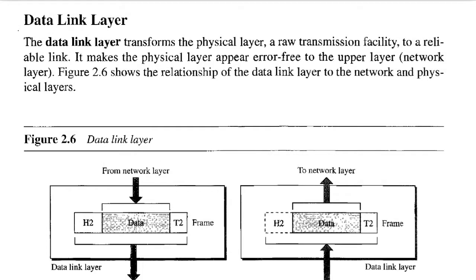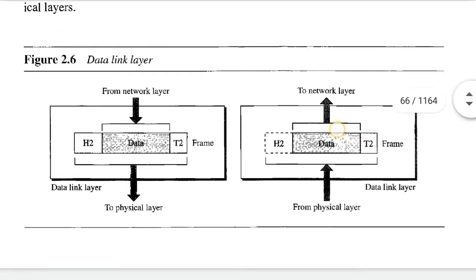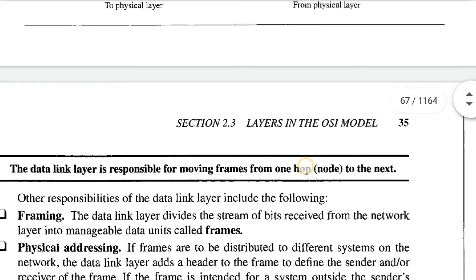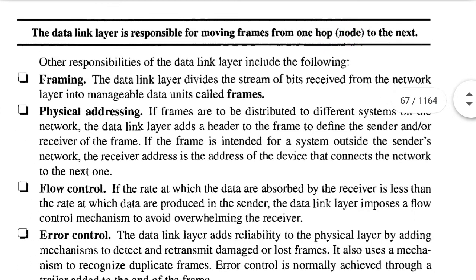Data link layer. The data link layer transforms the physical layer, a raw transmission facility, to a reliable link. It makes the physical layer appear error-free to the upper layer. This figure shows the relationship of the data link layer to the network and physical layers. The data link layer is responsible for moving frames from one hop to the next.